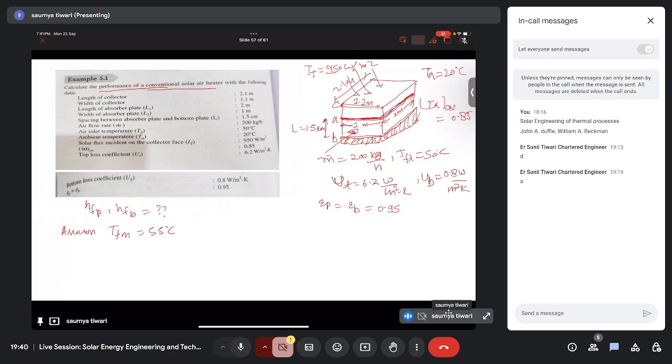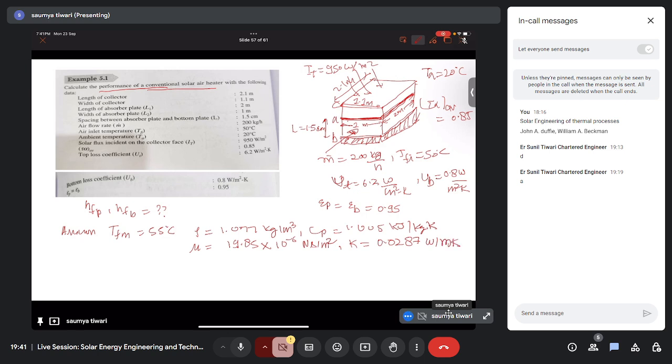So say for 55 degrees Celsius, your density will be 1.077 kg per meter cube. Your Cp value will be 1.005, we are writing in kilojoule per kg Kelvin, right? Then your mu will be required, right? Viscosity 19.85 into 10 to power minus 6 Newton second per meter square. And your thermal conductivity will be 0.0287 watt per meter Kelvin.